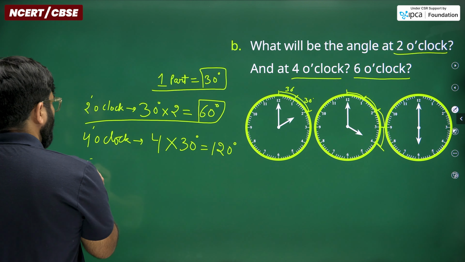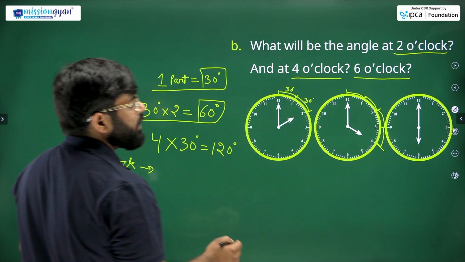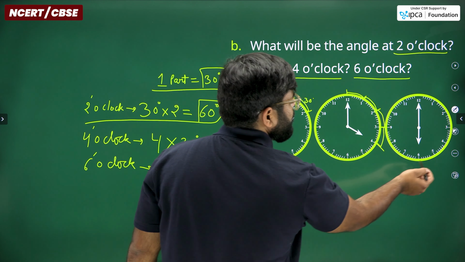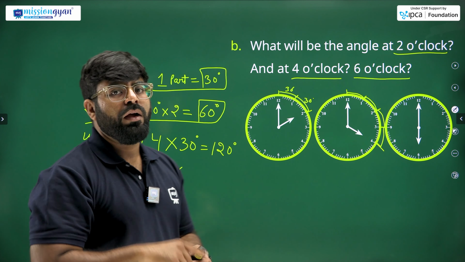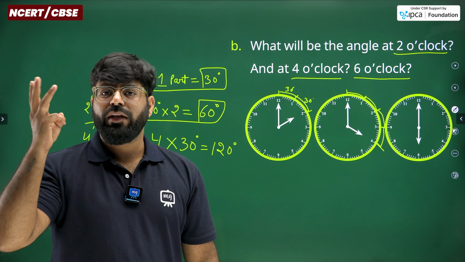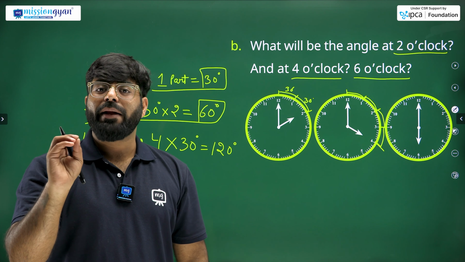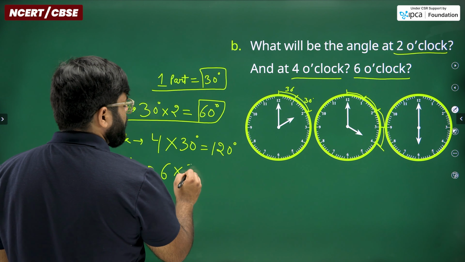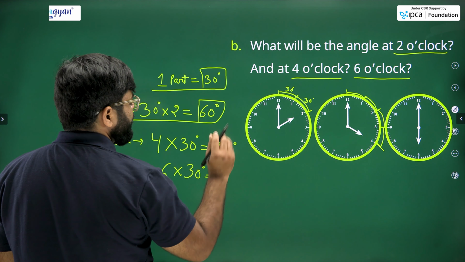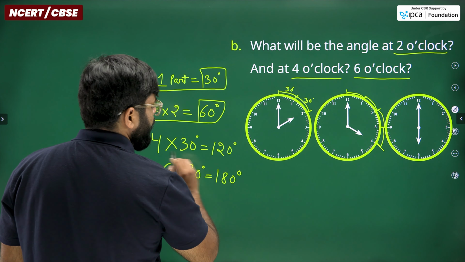Then what about 6 o'clock? You tell me first. What is the 6 o'clock measure? So let's check on the screen. In 6 o'clock, how many parts are covered? Sir, we know that in 6 o'clock, 6 parts are covered from 1, 2, 3, 4, 5 and 6. So that means 6 parts and each part is covering 30 degree. So what is the measure of 6 o'clock? So we can say it is 180 degree in measure.